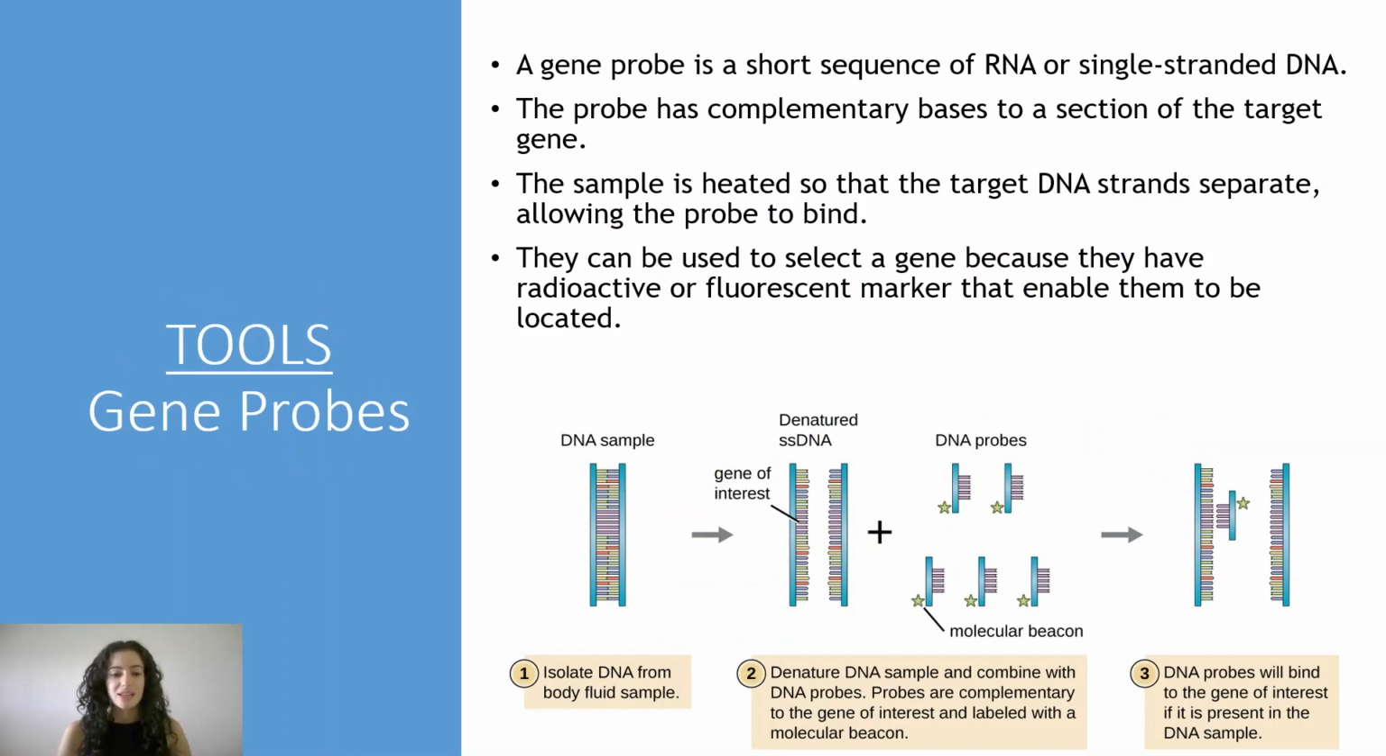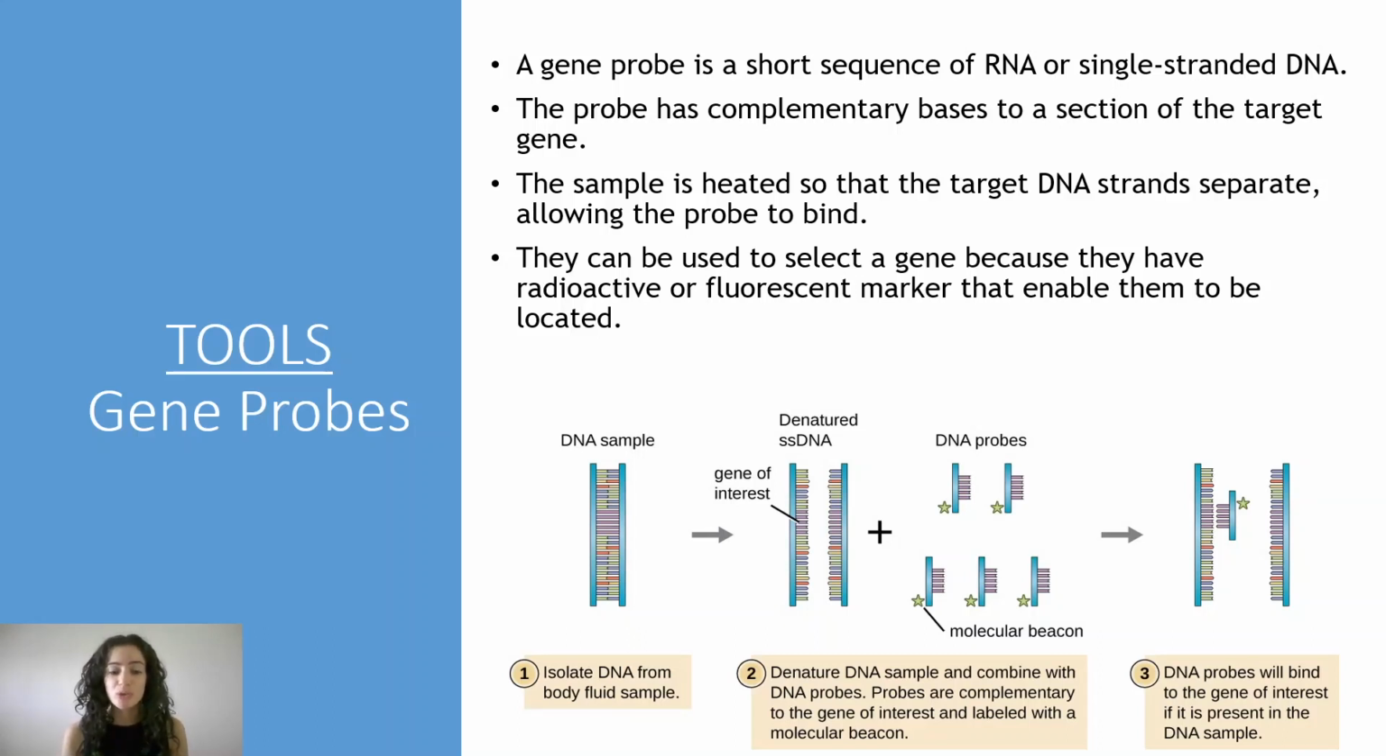So the next tool is a gene probe. If you think about DNA, you've got heaps and heaps of DNA, and it's really tiny, and we're trying to find a really specific section. We're trying to find a specific gene. So what we can use is a probe.